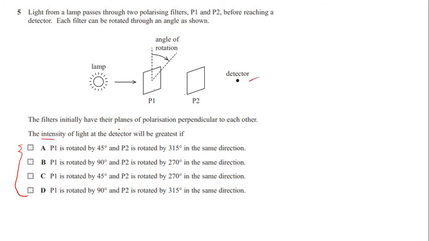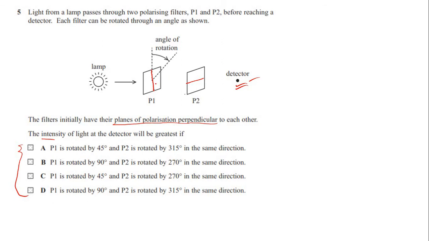Initially, they are saying both filters have their planes perpendicular. So you can start by considering one vertical line and the other a horizontal line. That means they are perpendicular, so we have zero intensity. We cannot see any light here because both planes are perpendicular. Now if you rotate one or both by some angle, we can have a variable intensity at the detector. Let's check: P1 is rotated to 45 degrees and P2 is rotated to 315.